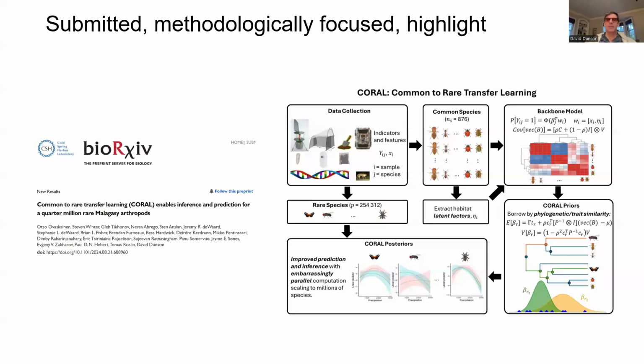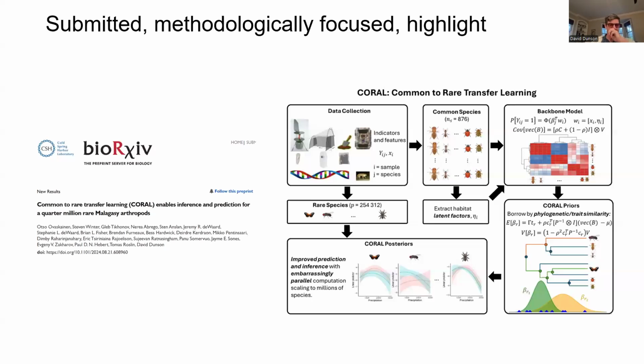Hi, thanks, Otso. So we've been interested a lot, motivated by the LIFEPLAN data, in trying to scale up joint species distribution models, and particularly the HMSC type of approach for joint species distribution models. One approach we developed was initially motivated by the Malagasy arthropod data. In these data, there's over 250,000 different presumed species or OTUs, and you can't just directly fit current HMSC or JSDM models.